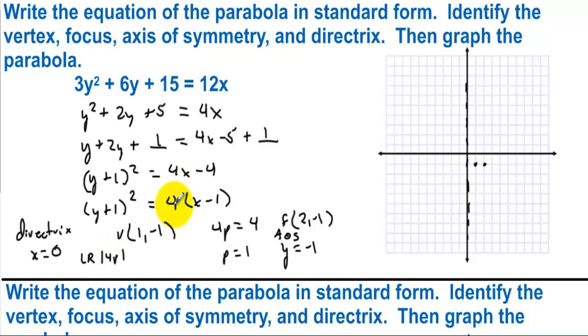Now we just have to find the latus rectum, which is actually the absolute value of 4p, and 4p is sitting right there. That's equal to 4. We have to go 2 units up and 2 units down to get a couple more points on the parabola. I missed there a little bit. There we go, that's better.